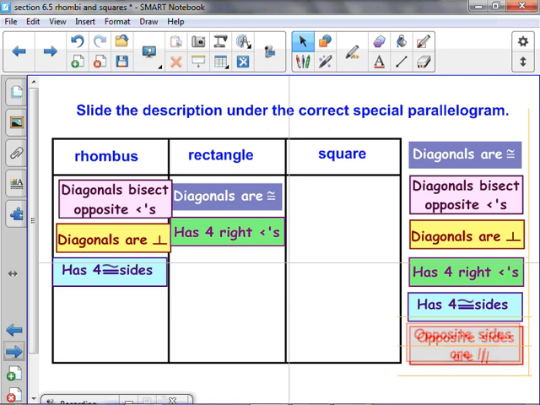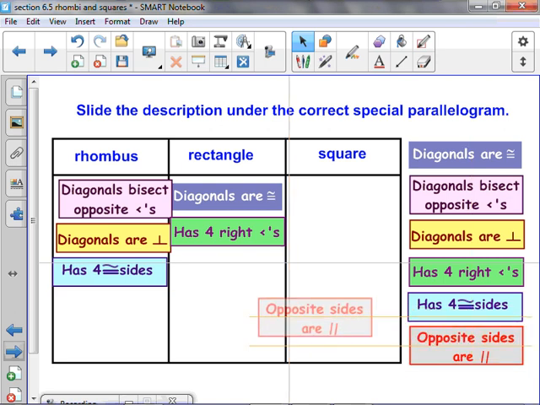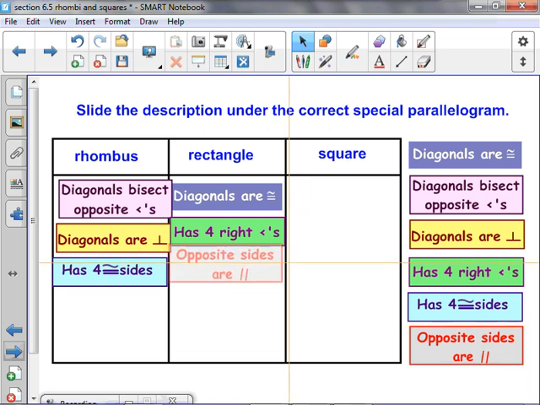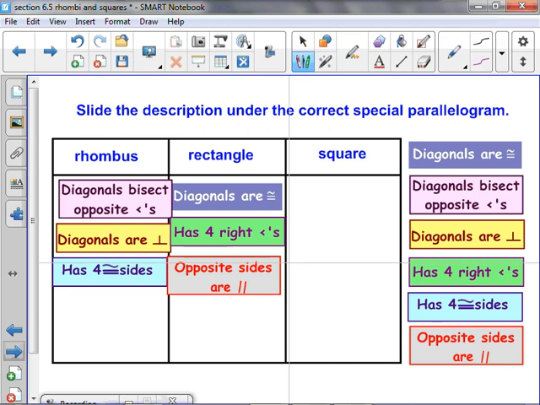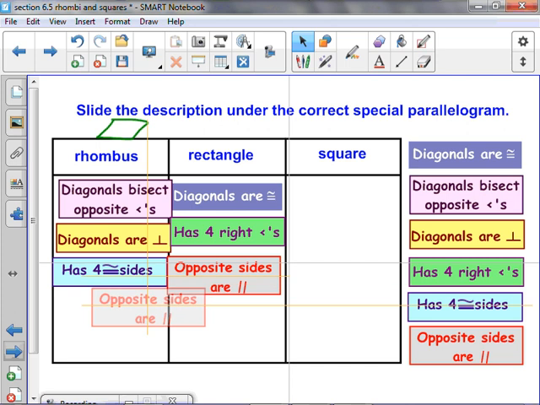And opposite sides are parallel. This is going to be true of a rectangle, certainly. But let's think about a rhombus. Is that true of a rhombus? A rhombus kind of looks like that. And we know that it is a parallelogram. So opposite sides must be parallel there as well. Okay? I welcome you to go back to the theorems and the corollaries that we have dealt with and see why each of these are true.